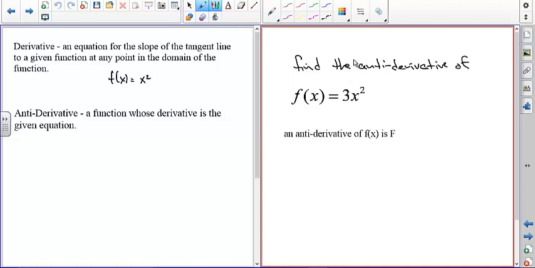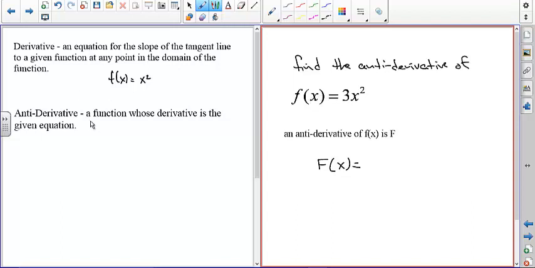Okay, so we were saying the antiderivative is the function, and we'll call it capital F. So the antiderivative of small f is capital F, and it is the function whose derivative is the original other function that we're talking about. So the integral of f of x is capital F of x. The derivative of capital F of x is small f of x.